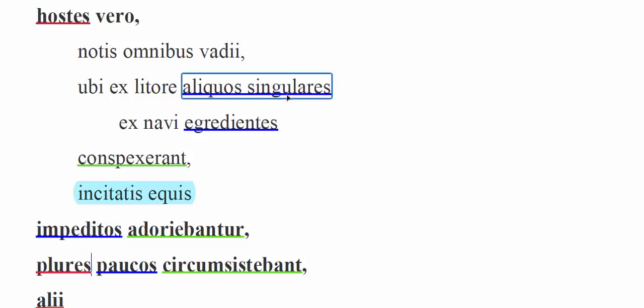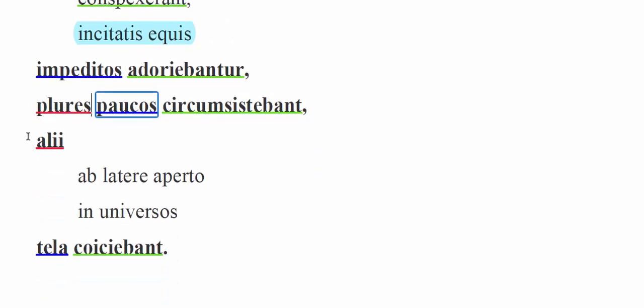And here's why the singulares was so important up here. Many of the enemy, okay, plures hostes, would surround few of our men, right? Again, they were attacking them when they caught them out. Okay, so that's bad for our men. And while many of the enemy would surround a few of our men, the others, still the hostes, the others from the open flank, because our men are being surrounded, all as one, they would hurl their spears.